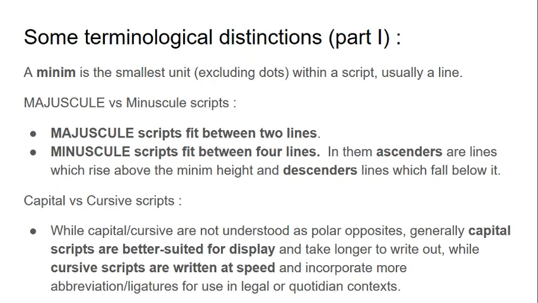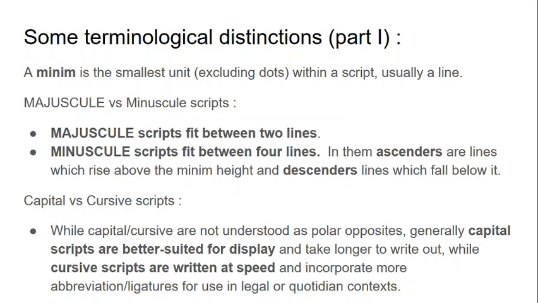Let's just dive in with some terminological distinctions which will become important in how we talk about script moving forward. The minim is the smallest unit excluding dots within a script, and it's usually a line. Imagine the I without the dot on top. That's a minim, from the Latin word minimus, meaning the smallest thing.